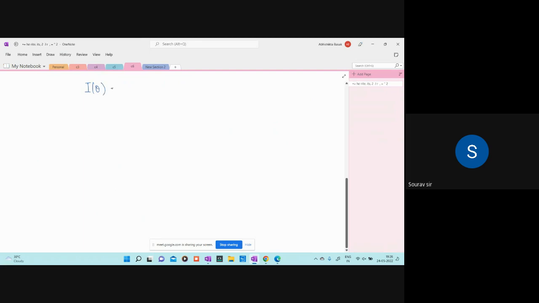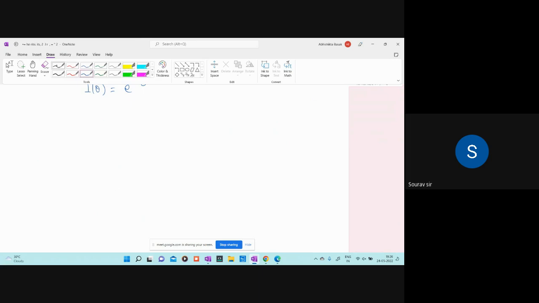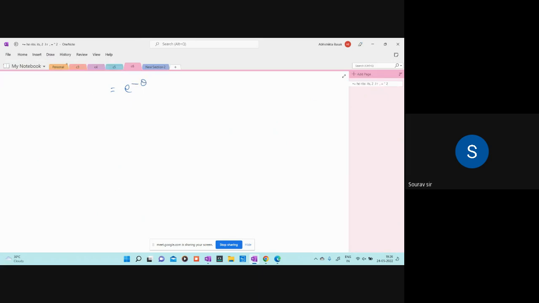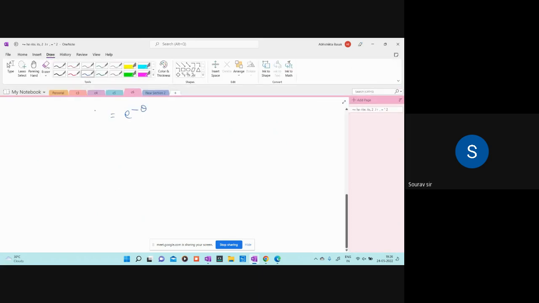My psi theta is e to the power minus theta. That implies psi prime theta is minus of e to the power minus theta, right? And since there are n samples, so basically I theta will be what? Can you tell me the formula of CRLB?